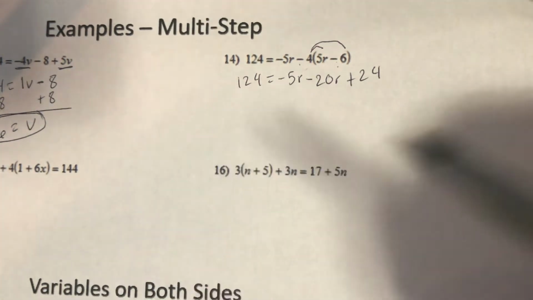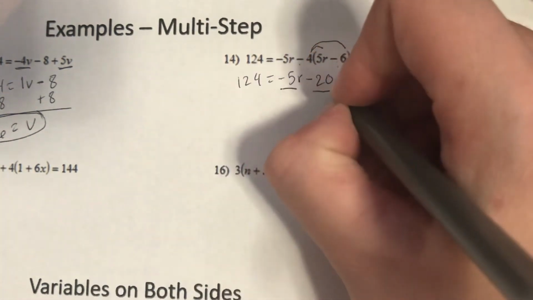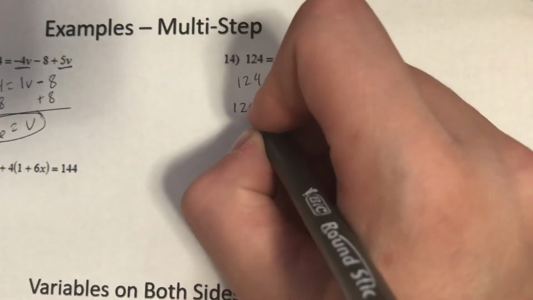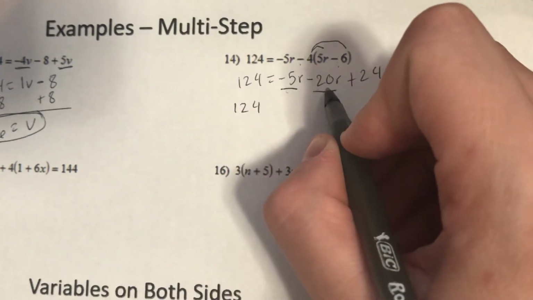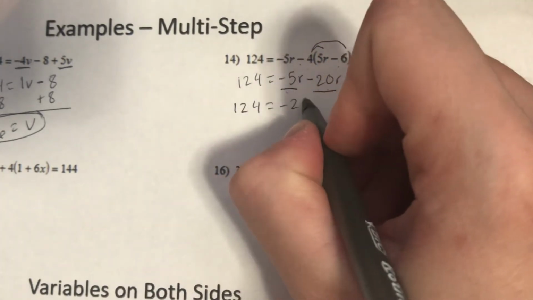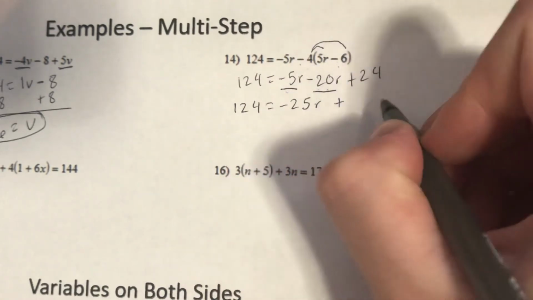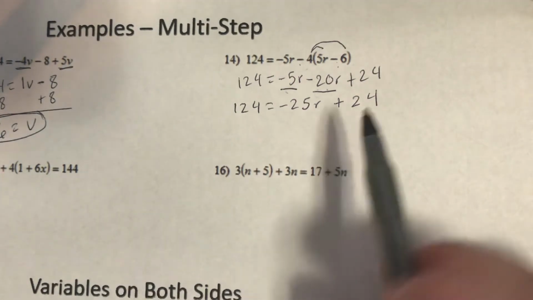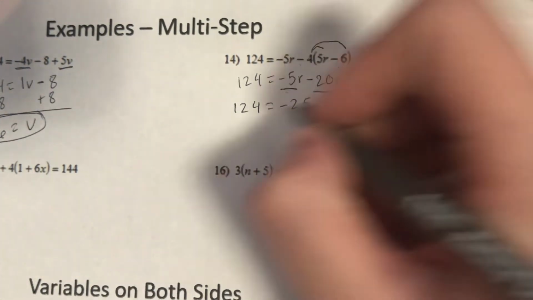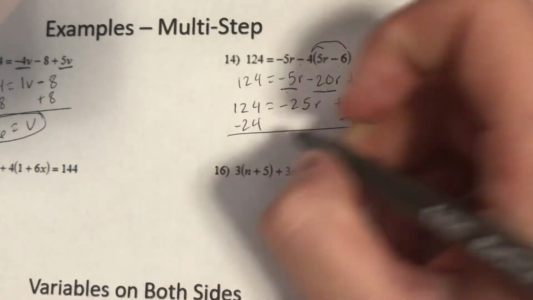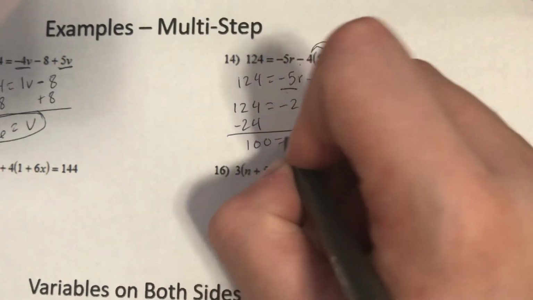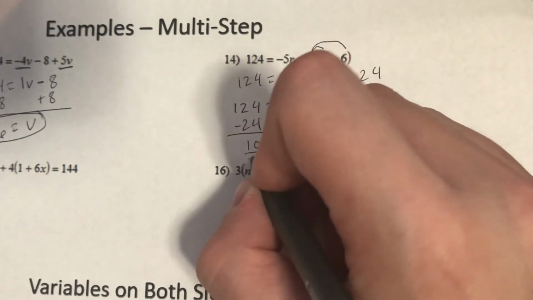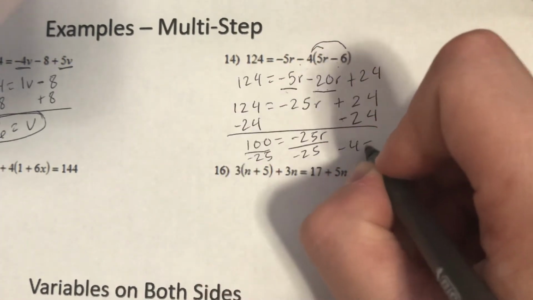Now we're going to do like we did the last problem. We're going to combine our like terms. We have like terms here. They're the same sign, so we're going to add them. -5 minus 20 is -25. Okay, and then we're going to rewrite everything else the same. All right, then again, we're going to add or subtract that term. So when I subtract those, I get 100 equals -25r. I'll divide by -25. And we get -4 is equal to r.